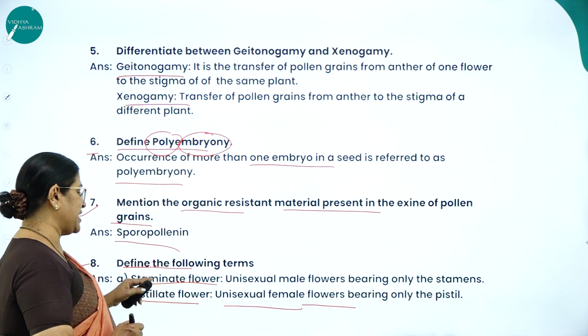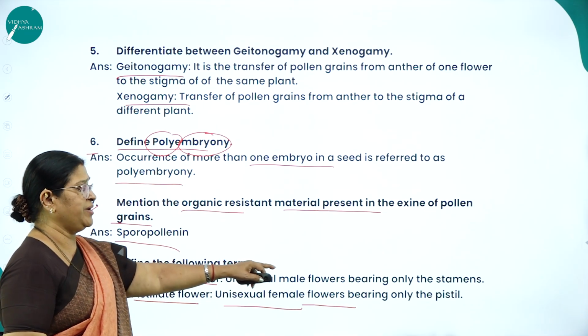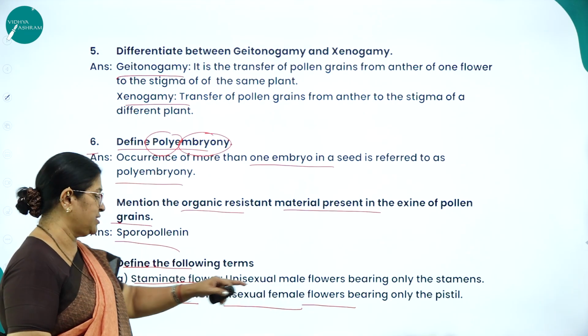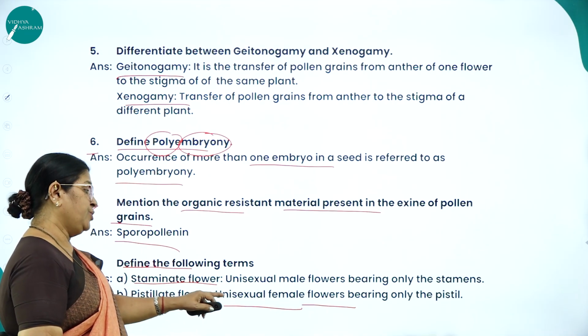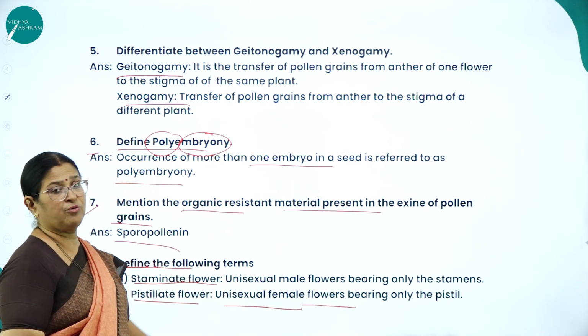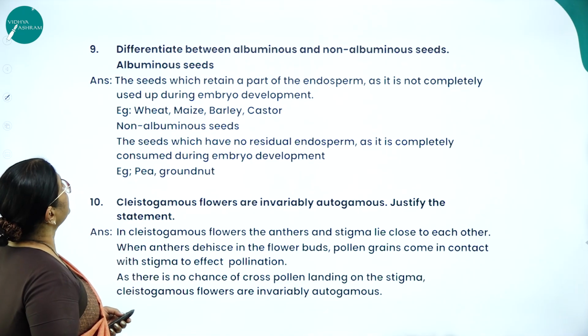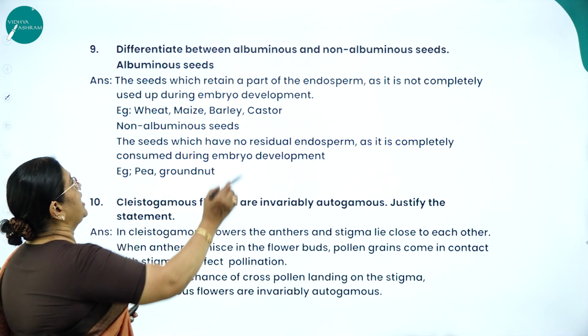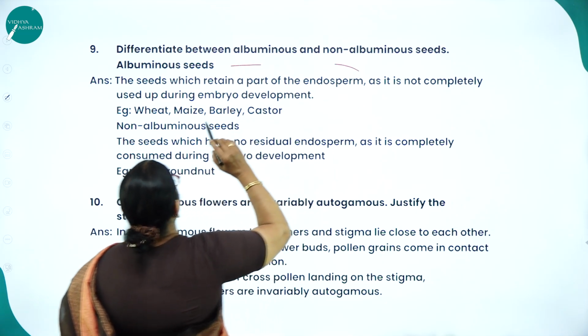So what is a staminate flower? Unisexual male flowers bearing only the stamens. Pistillate flower: unisexual female flowers bearing only the pistil. Question number 9. Differentiate between albuminous and non-albuminous seeds.